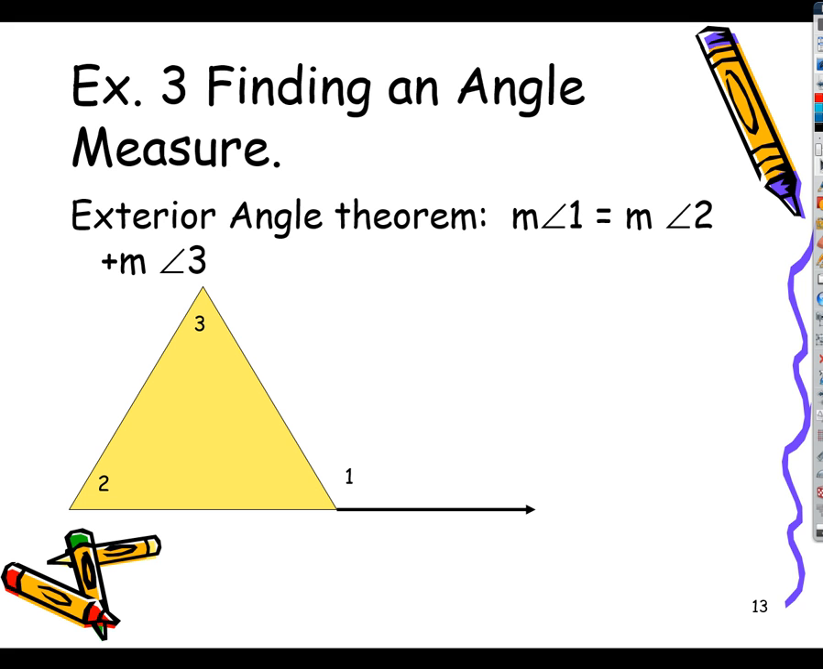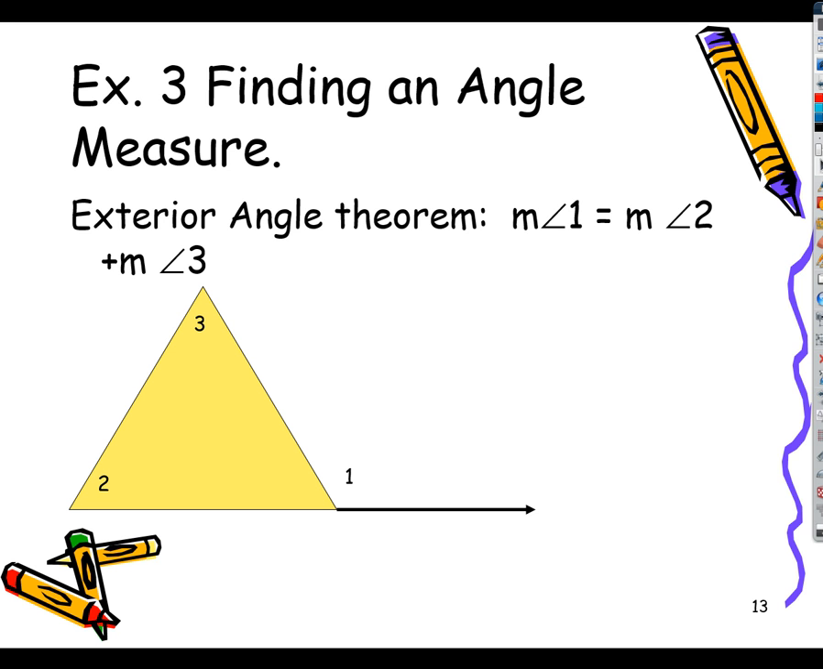Now, what does the word remote mean? Away or far away, right? So another way of saying that is non-adjacent. So we're going to not worry about the angle that's adjacent to angle 1, but the other two that are non-adjacent or remote, the sums of those measures will always be the same as the measure of angle 1. Okay? That kind of makes sense in a way, doesn't it?